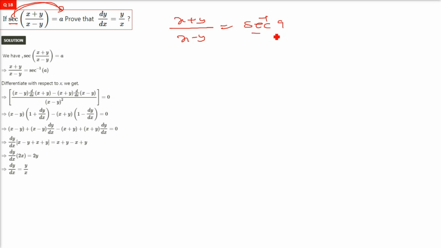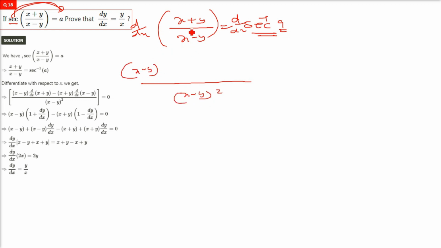So when we differentiate it, the right hand side is going to be 0 because a will be a constant. So we just have to concentrate on the left hand side differentiation. d by dx of both the sides. So simple is, see, x minus y whole square in the denominator. Now x minus y times d by dx of x plus y, minus x plus y times d by dx of x minus y. Right hand side absolute 0.